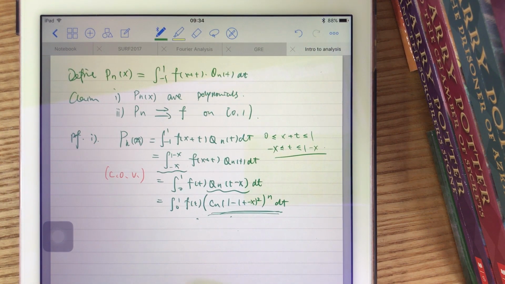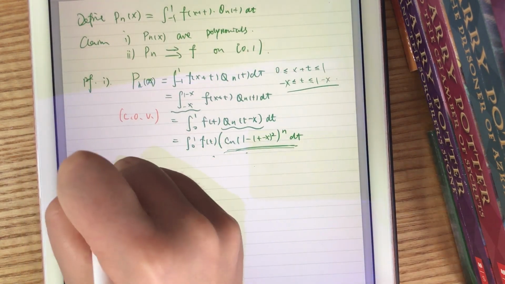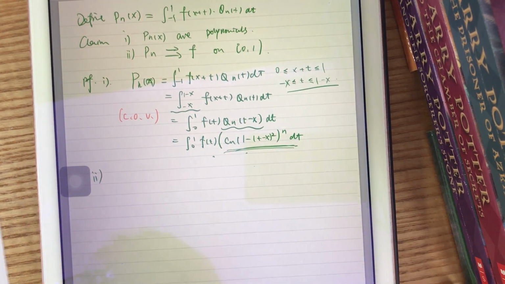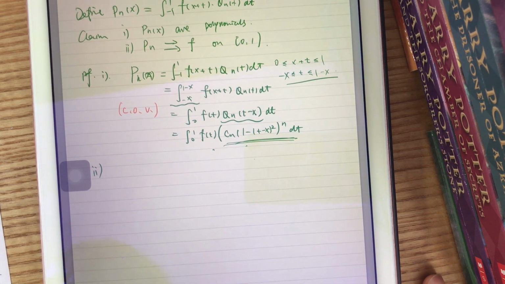To integral with respect to t and to integral with respect to t. Okay. So the second part is to prove that Pn converge to f uniformly.